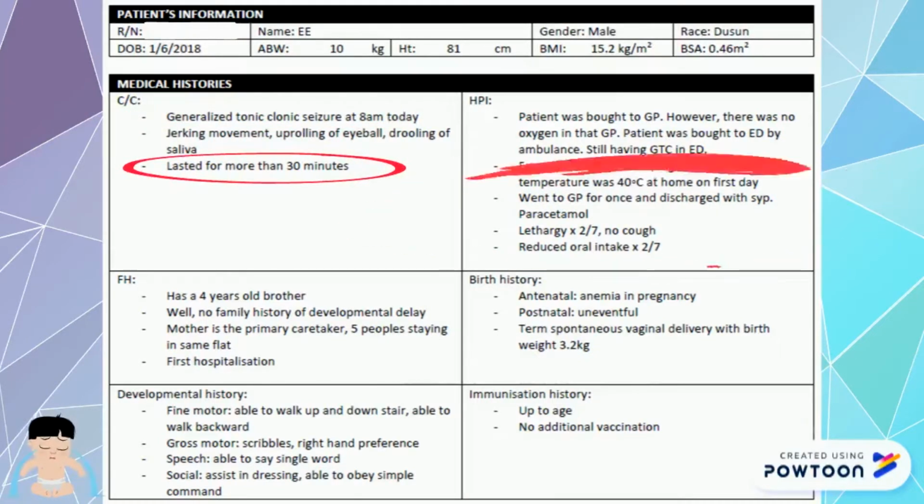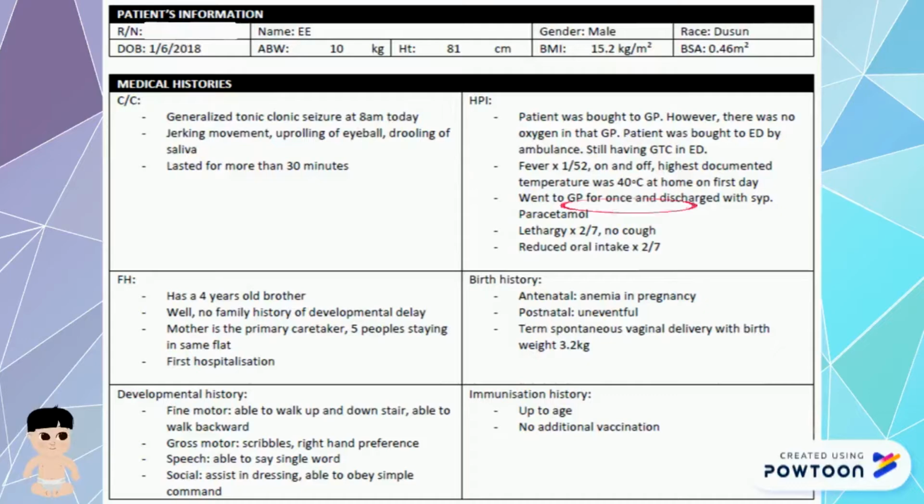Before this, he had fever, lethargy, and reduced oral intake, which he was brought to the GP and discharged with syrup paracetamol. He was brought again to GP during seizure, but there was no oxygen there, so he was brought to ED by ambulance. He still had seizure in ED. He had no family history of developmental delay, and this was his first hospitalization.